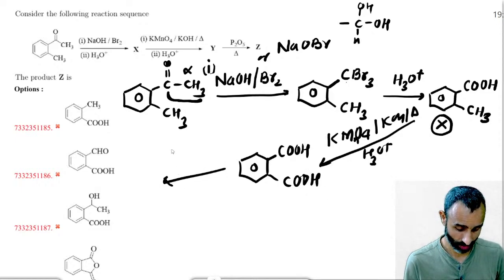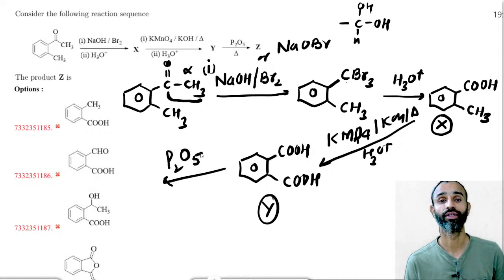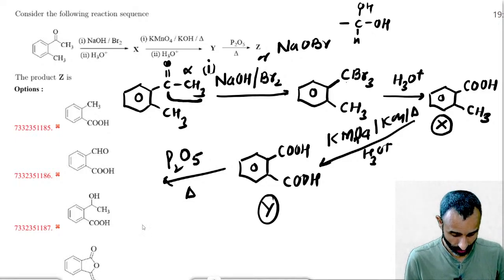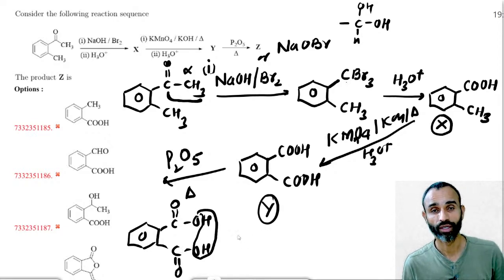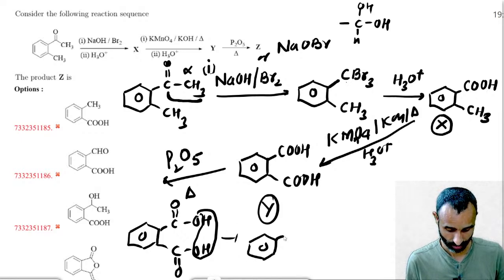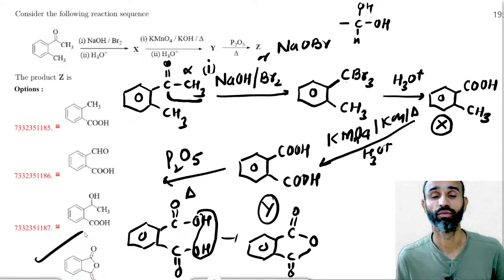And on reacting with P2O5 - is P2O5 a reducing agent? No, P2O5 is a dehydrating agent. We remove water. So see, we have C double bond OH, C double bond OH, and the water is removed, and we will get the anhydride. So this is the product formed at the end.